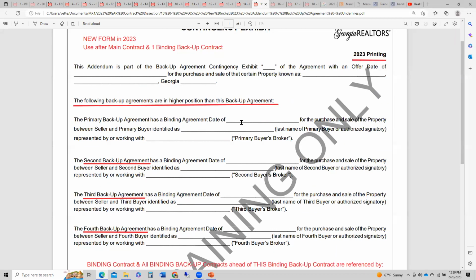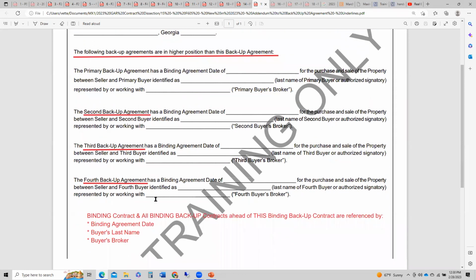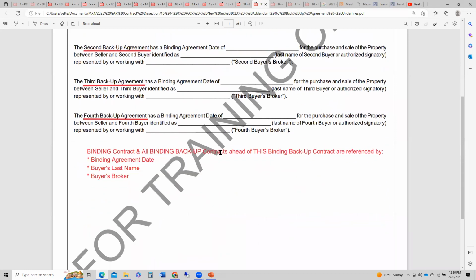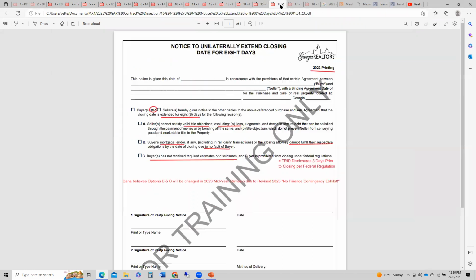So this would be for a buyer. You name the primary buyer, you name the second, third, fourth, and fifth. And the seller, if these contracts terminate, you have to go in order. And you reference these contracts by binding agreement date, buyer's last name, and broker.